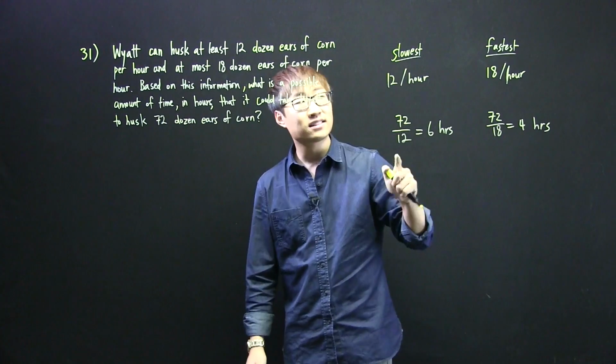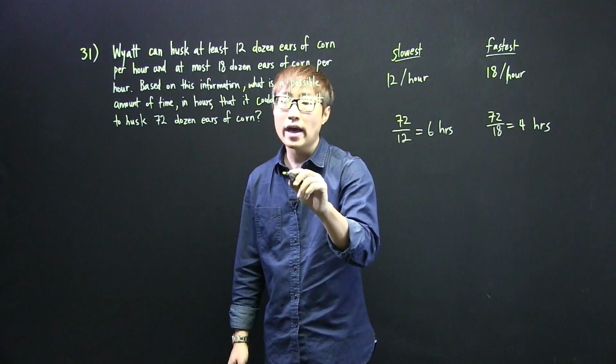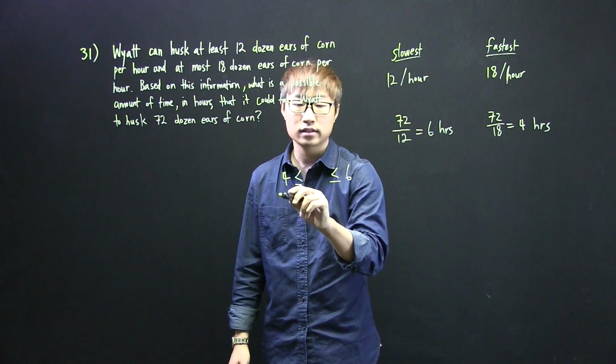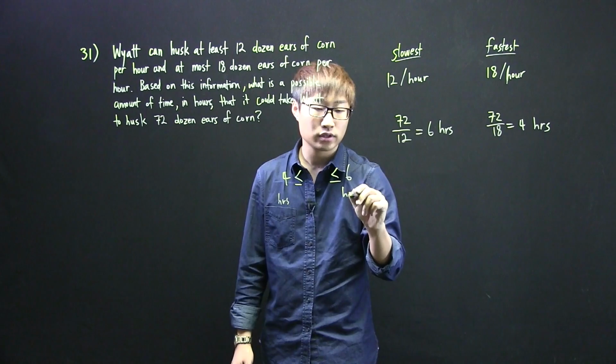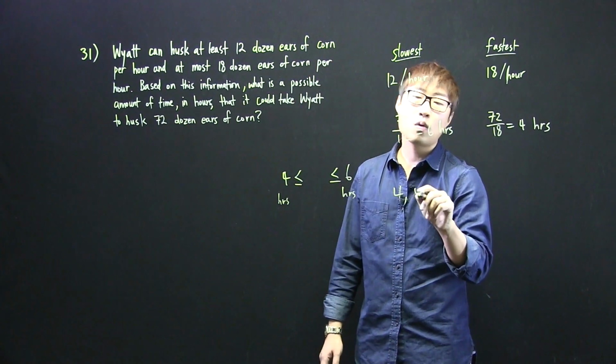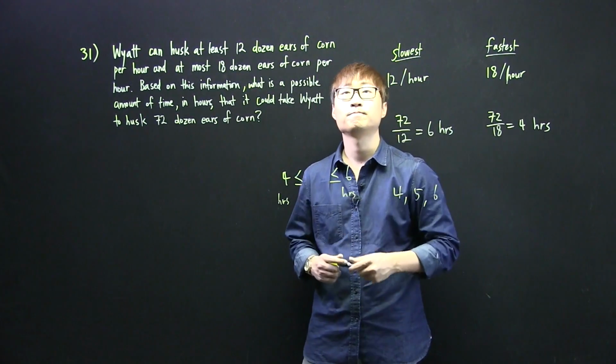So it's asking for a possible amount of time, so just one possible amount of time. Well, at the fastest, he can finish it in 4 hours. At the slowest, he can finish it in 6 hours. So anything in between 4 hours and 6 hours should be your answer. So you could have put down 4 or 5 or 6 as your answer.